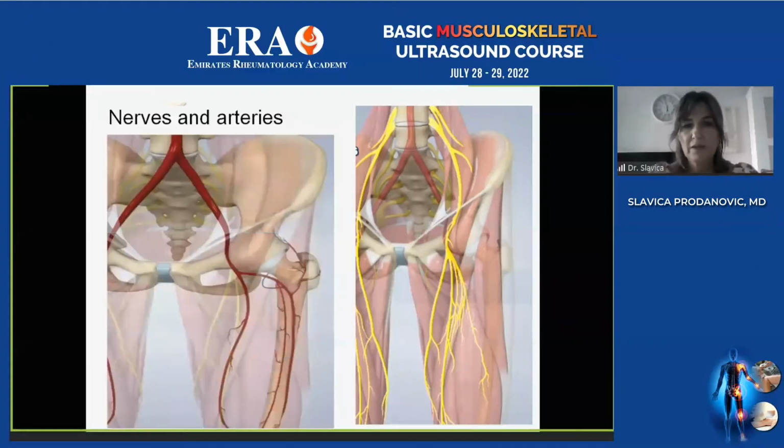What about arteries? The main artery of the anterior side is the femoral artery and its branches. And as you can see, this artery is more medial relative to the joint recess, so don't be afraid when you perform an intra-articular injection.